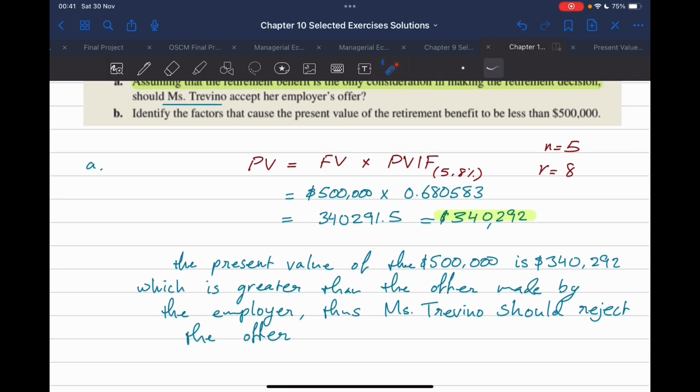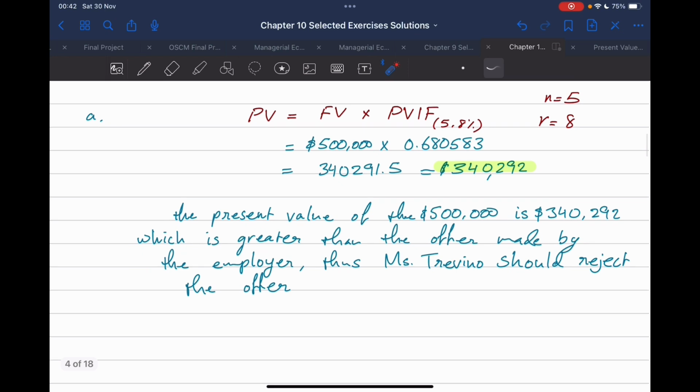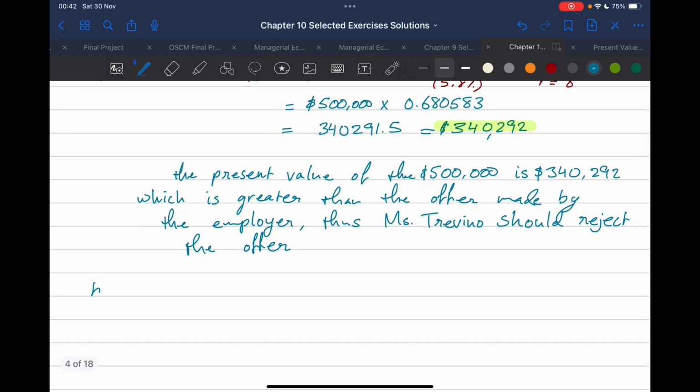Now let's read part B. It says, identify the factors that cause the present value of the retirement benefit to be less than $500,000. So this question is basically asking us, why do we have a time value of money concept? What makes $1 today worth more than $1 tomorrow? And that is simply summarized in three main factors. The interest earned, or what we call the future interest. So let's call this number 1.